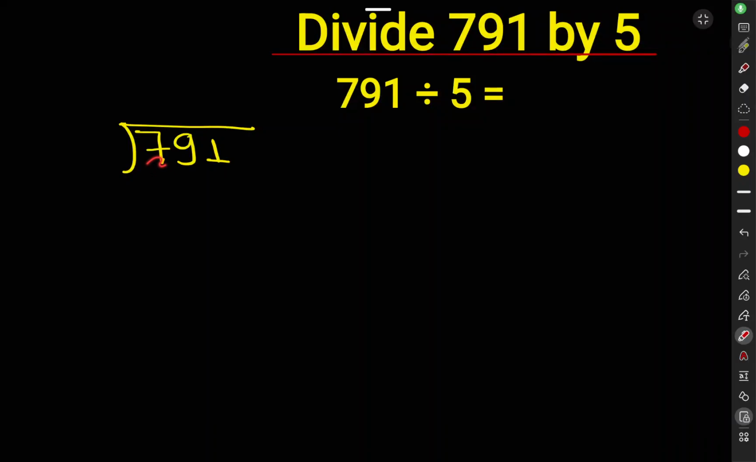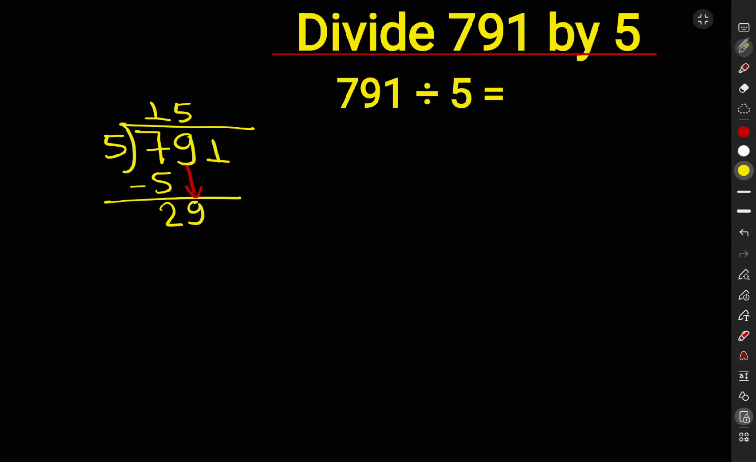We divide 791 by 5 in long division method. 5 times 1 is 5. On subtracting we get 2. So now we put down this 9 and it is 29.